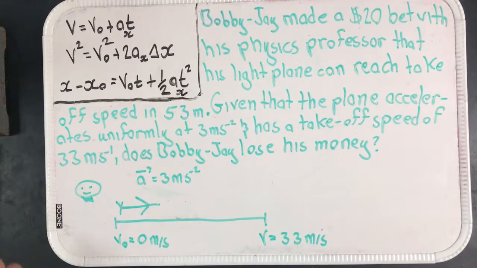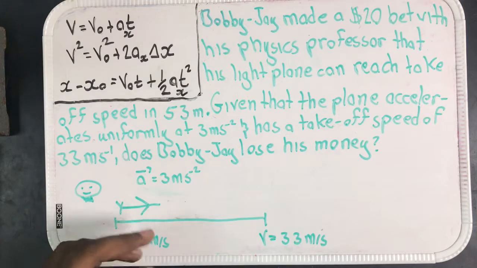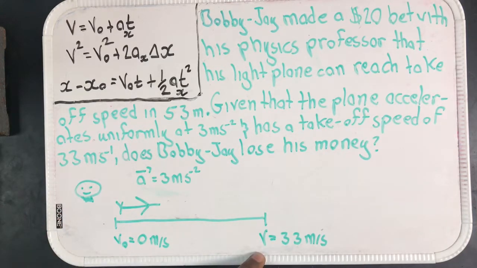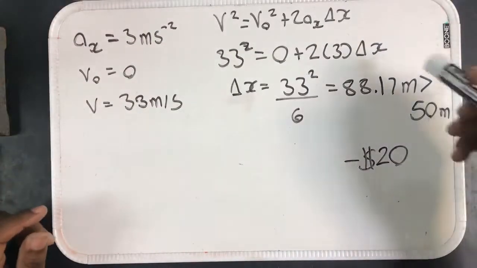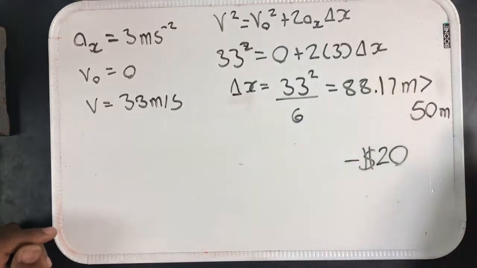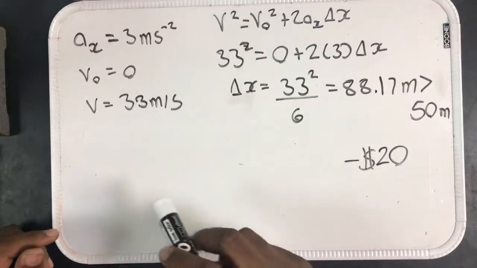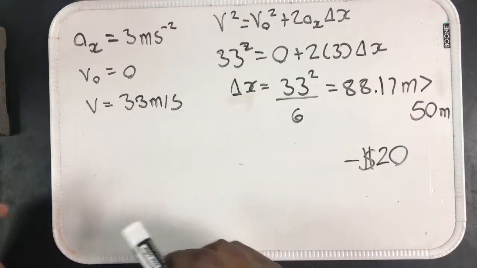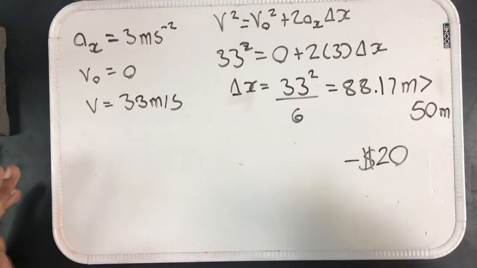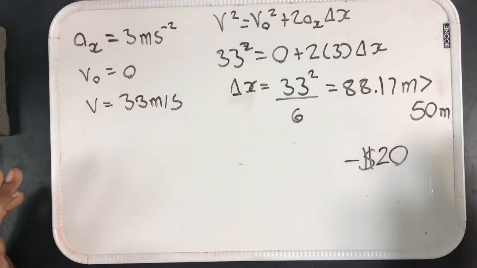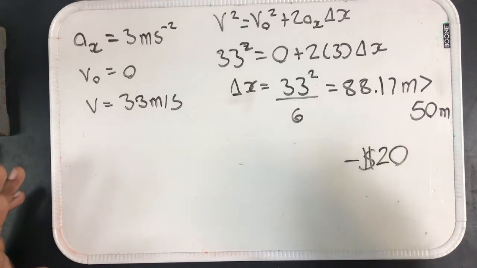So we know that the initial velocity we assume to be 0, the acceleration is 3 meters per second squared, and the final velocity is 33 meters per second. So we can use equation number 2 to find the change in displacement, which is the distance that the plane has to travel to reach that takeoff speed and safely leave the ground. So not only is Bobby J down $20, but he's proven that he should not pilot planes.